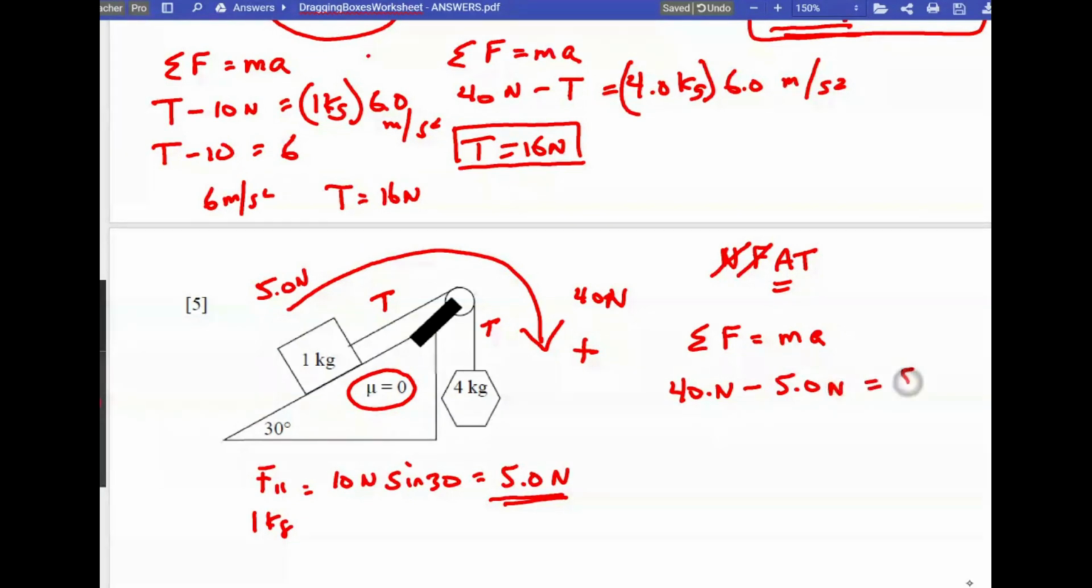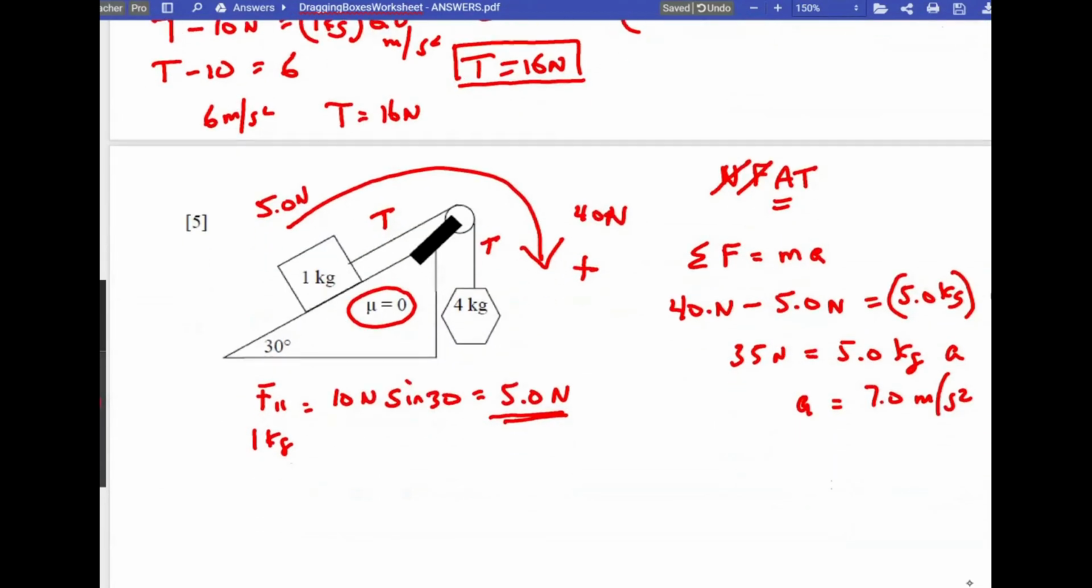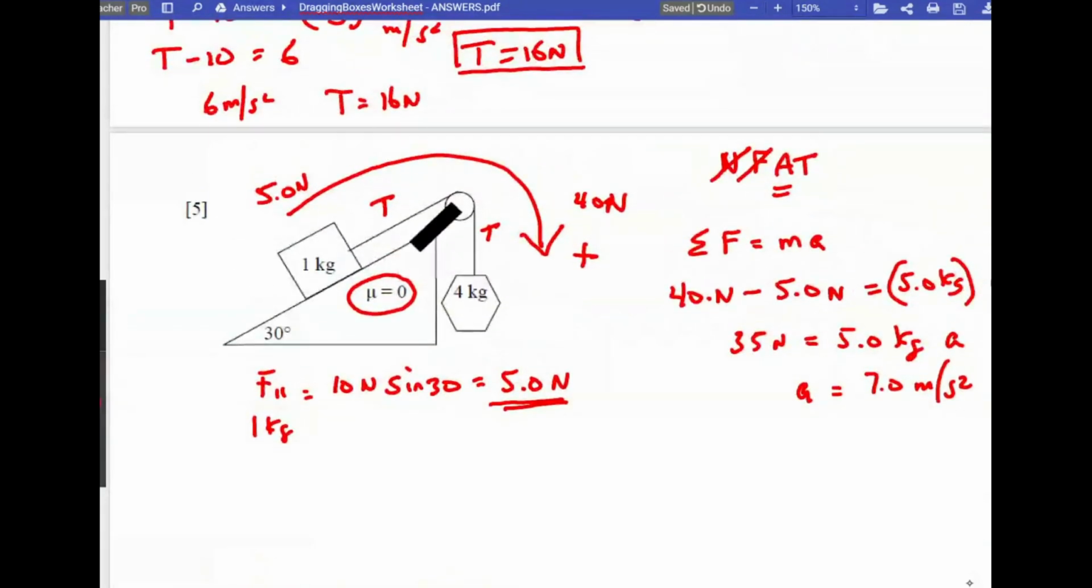It's accelerating both masses, not just one mass. These two competing forces are accelerating both masses. So that's 35 newtons equals 5.0 kg times a, and a is 7.0 meters per second squared. Now, why did I find that? Well, because before you can find the tension, you need to know the acceleration. So now we can do it.